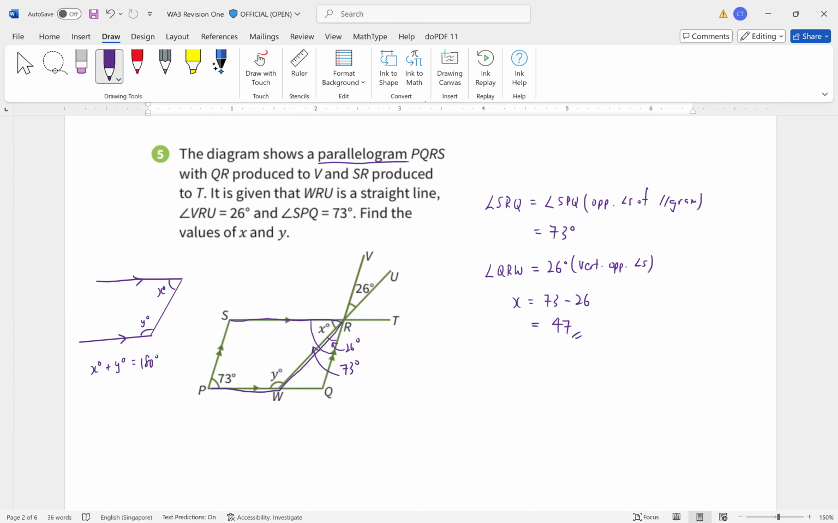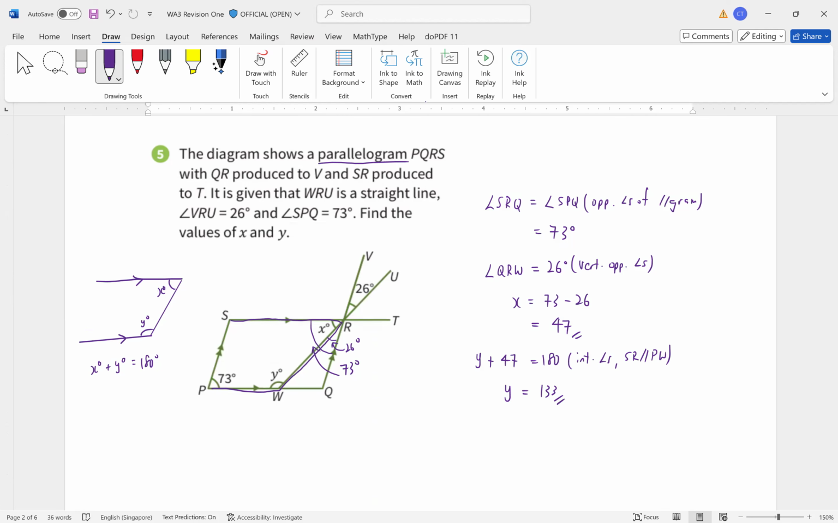So now let's do it. Y plus X, which is 47, equals 180. This is interior angles, because SR is parallel to PW. So Y is going to be 180 minus 47, so it's 133.